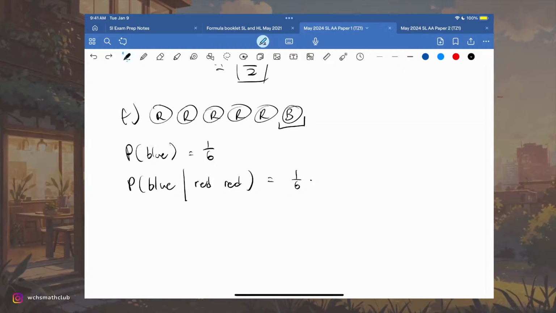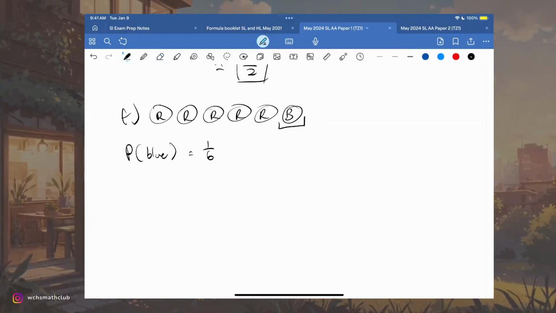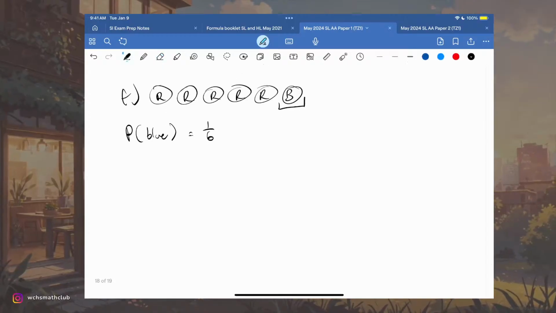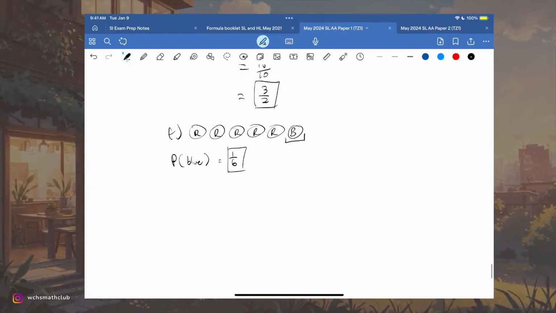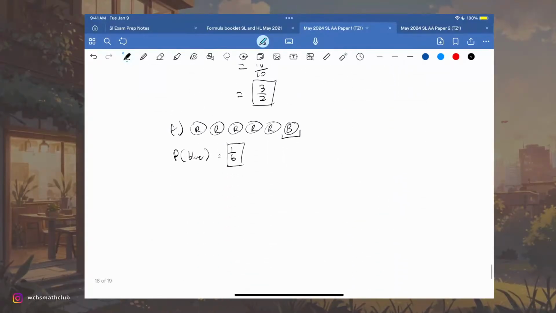Oh, never mind, sorry. I may have misread the question a little bit. The question is actually just asking, given that the first two are red, so we don't have to care about if they're not. All we have to do is say the probability of blue happening here is just 1 over 6. Great, so when you read the questions, make sure you don't make the same mistake as I just did.